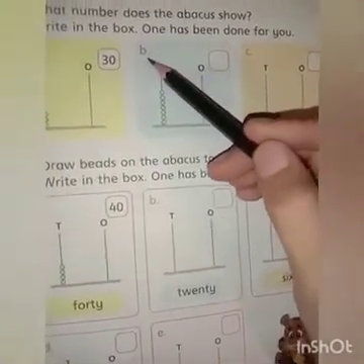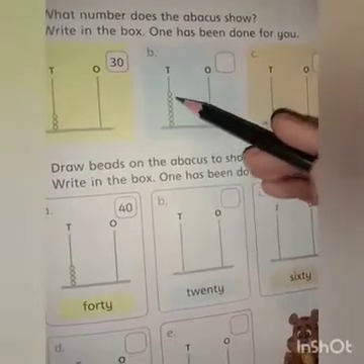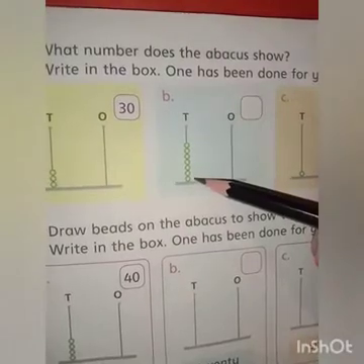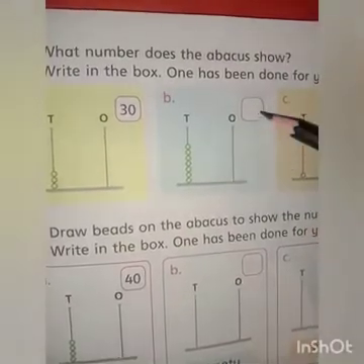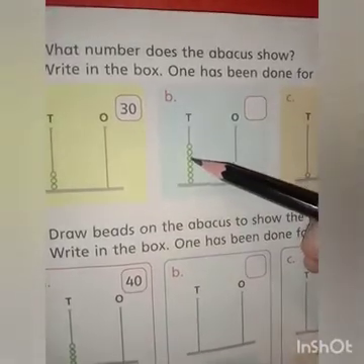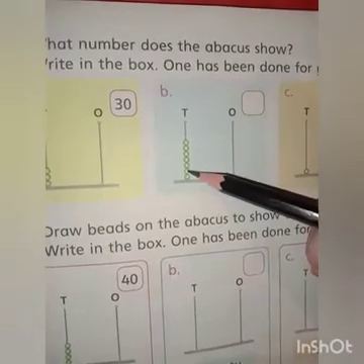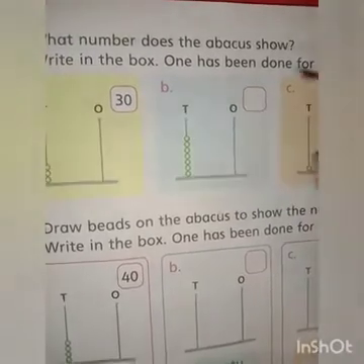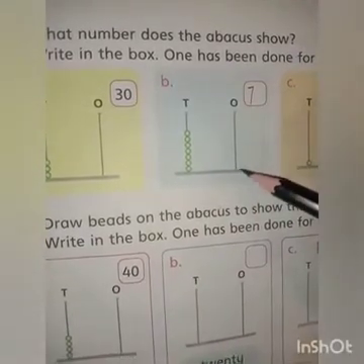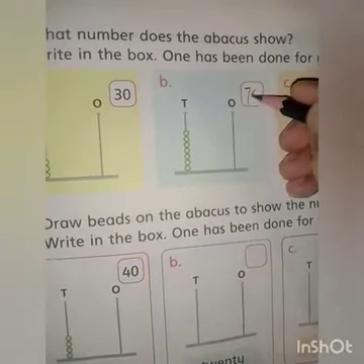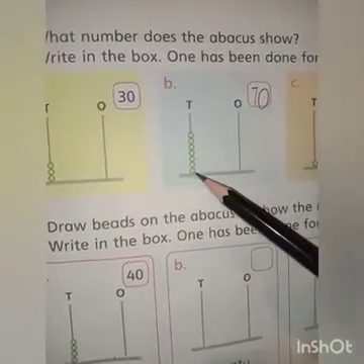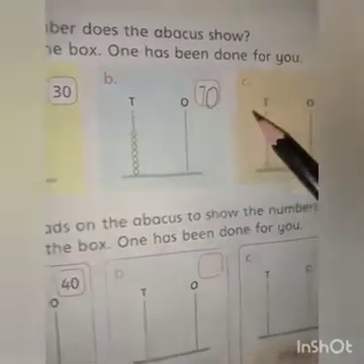Here we have point B. At point B, here we have some beads at the tens rod. We have to count how many beads here we have. Then we are going to write tens first. Let's count. 1, 2, 3, 4, 5, 6, 7. Write 7 first in the box. Then here we have no 1. So we will write 0 with 7. Students, these beads at the tens make the number 70. Go for the next one.